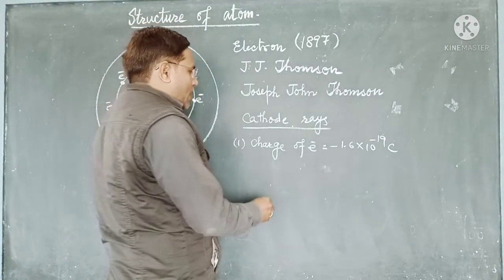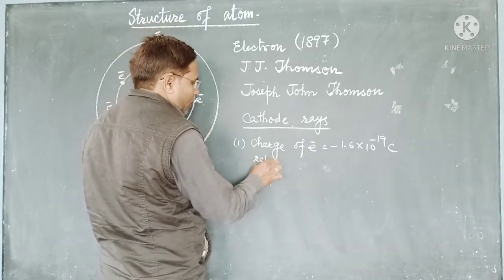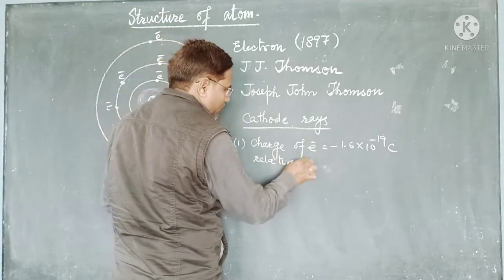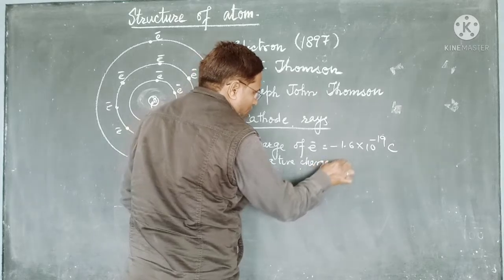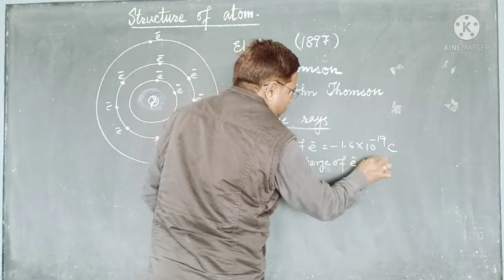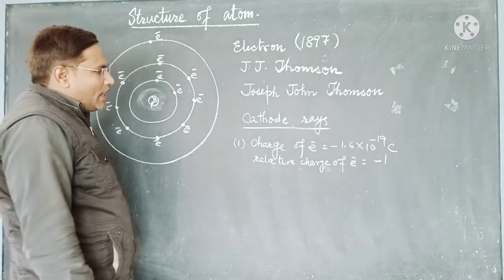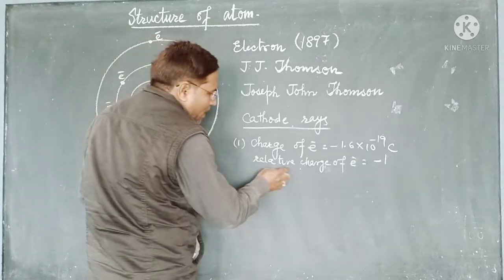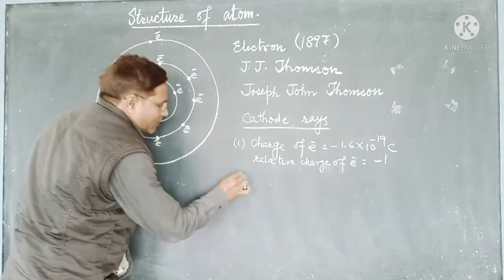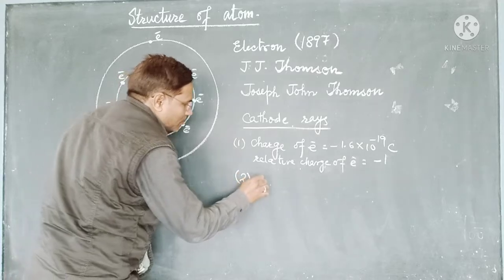The relative charge of an electron is minus 1. That means we are comparing, that's why we say relative. Next is mass.